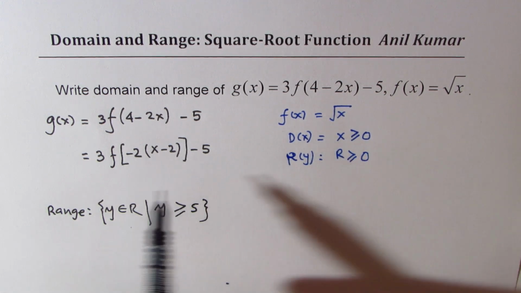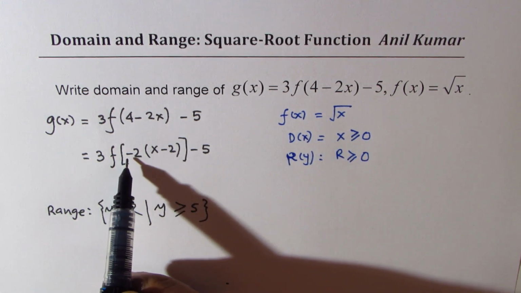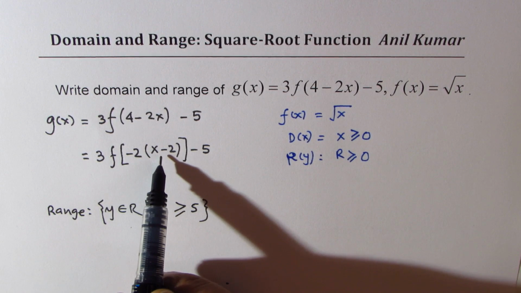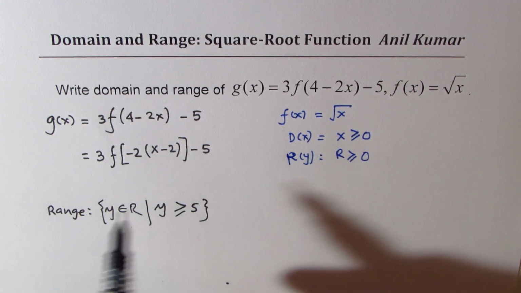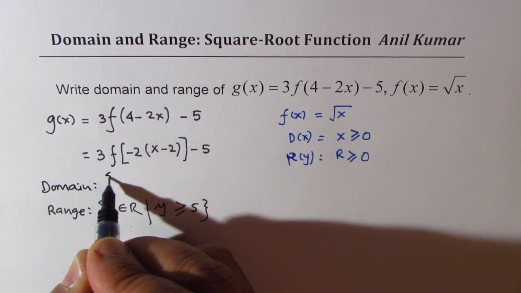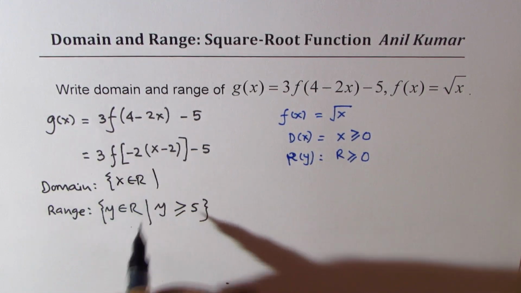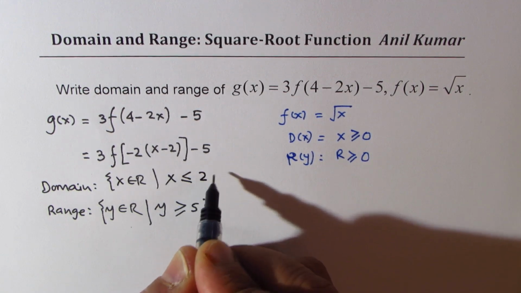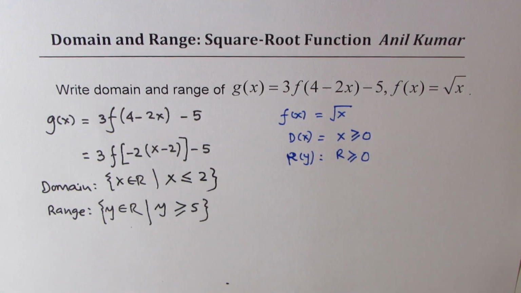As far as the domain is concerned, there is a reflection on the y-axis. So instead of greater than, it becomes less than. And then the graph is translated 2 units right. So the domain is x belongs to real numbers, where x is less than or equal to 2. You get an idea, right?